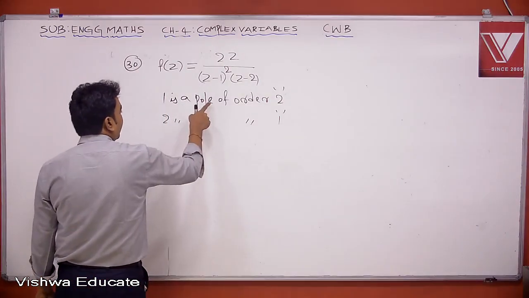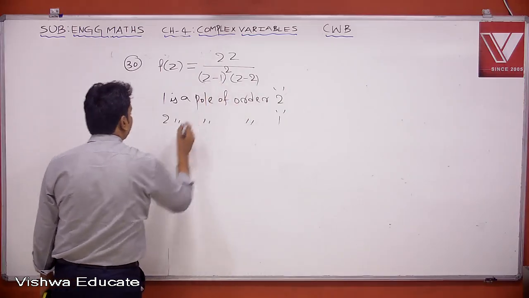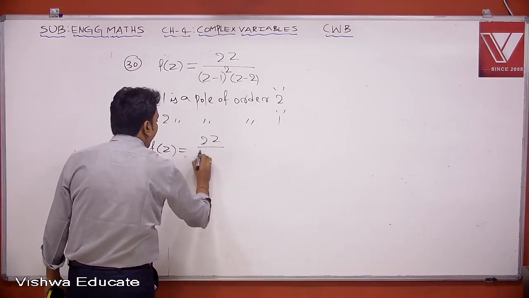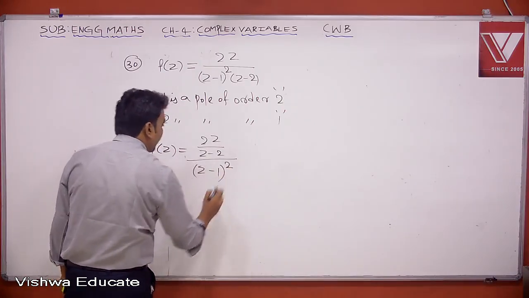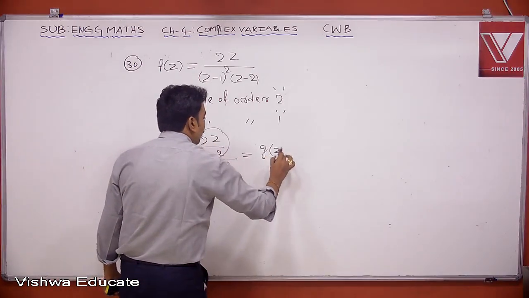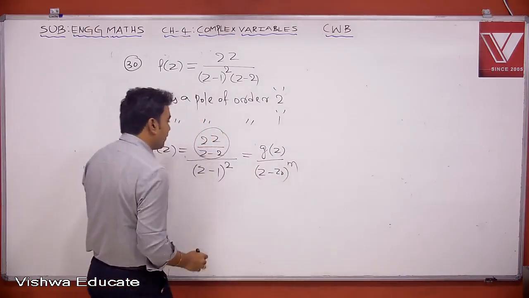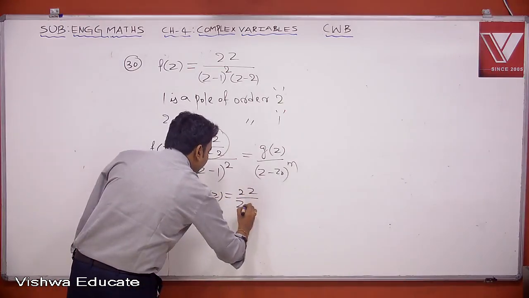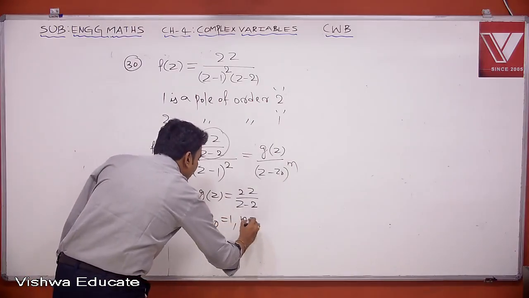Now let us find the residue of this function at the pole 1. So here f of z can be written as 2z by z minus 2 whole divided by z minus 1 whole square. Now this function I call it g of z. So this is in the form g of z by z minus z naught whole power m. So what is my g of z? This is 2z by z minus 2. Z naught is 1. M value is 2.